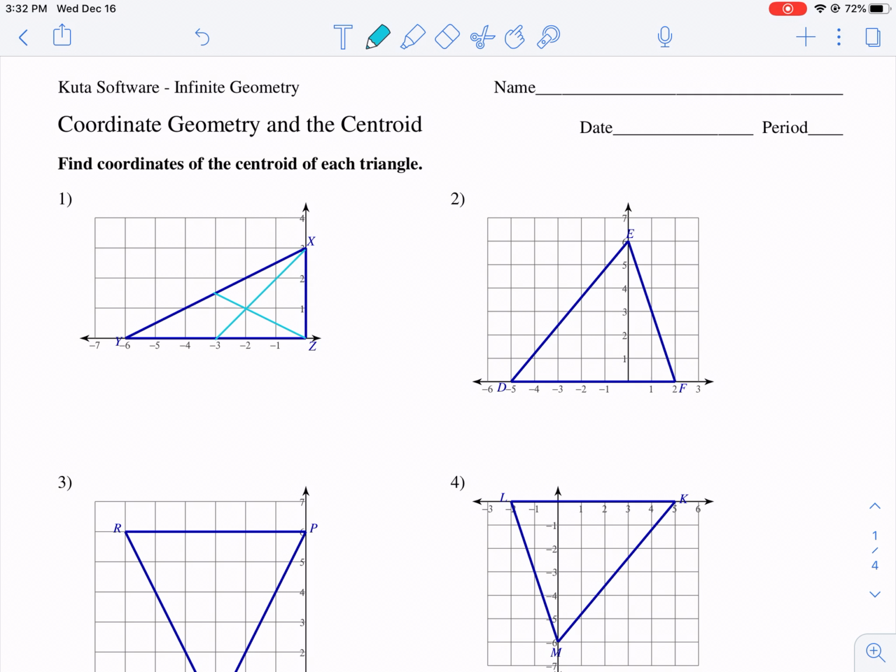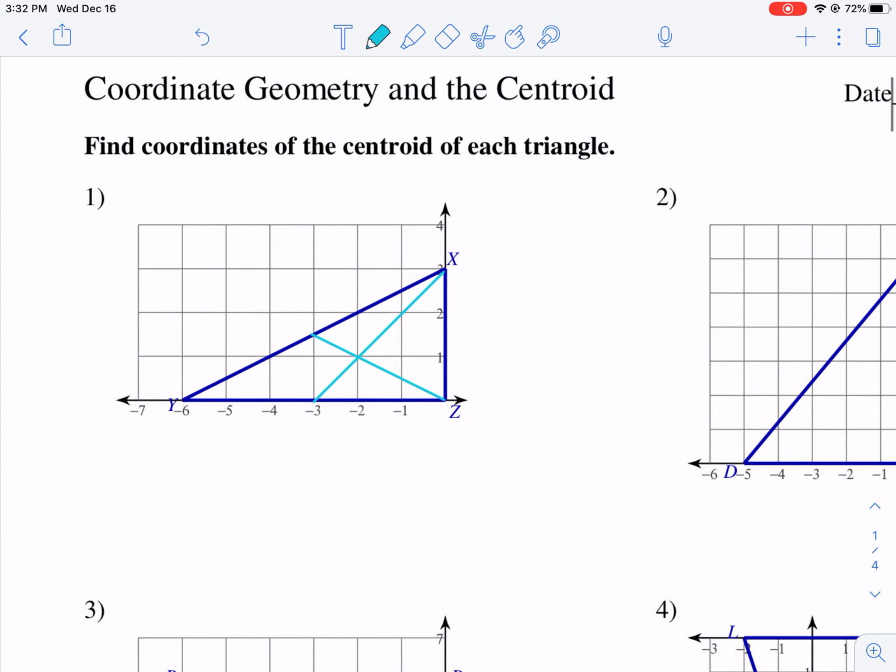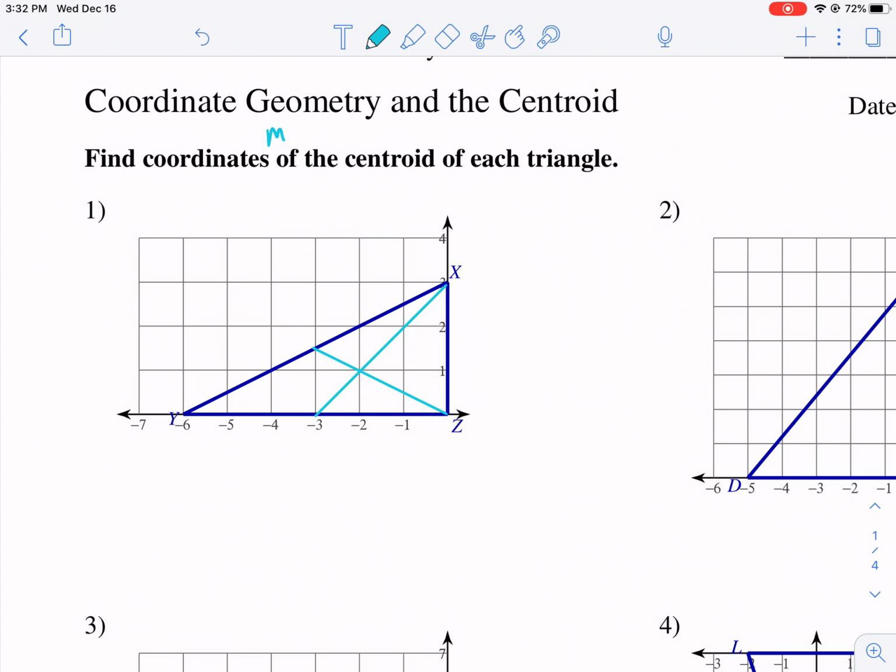This is coordinate geometry in the centroid. This is kind of a complex topic. This is referring to medians. So the point of concurrency, that means where lines meet, where three medians meet in a triangle, is called the centroid. Now, it involves a lot of equation finding, so I'm going to go ahead and break down how you go and find the centroid of these triangles.